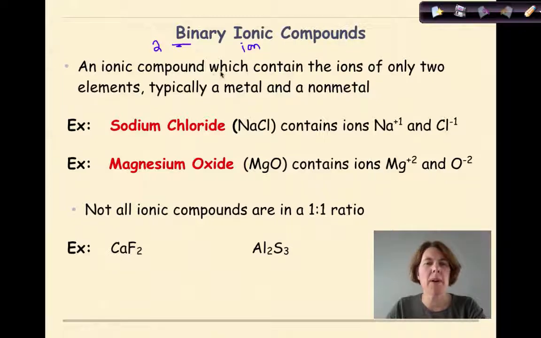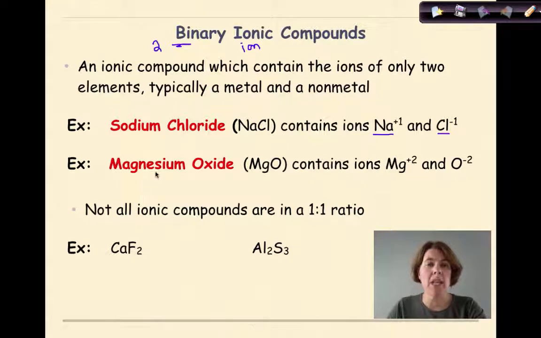So an ionic compound contains the ions of only two elements, typically a metal and a nonmetal. That's not always the case, but typically that's what we're going to see in this course. So here's an example. Sodium chloride, NaCl, will contain the sodium ion and the chloride ion. So Na+1 has lost its valence electron. Chlorine -1 has gained a valence electron to get its full octet.